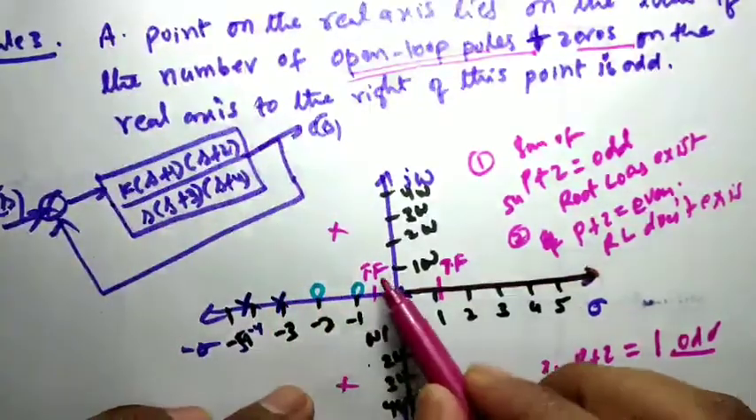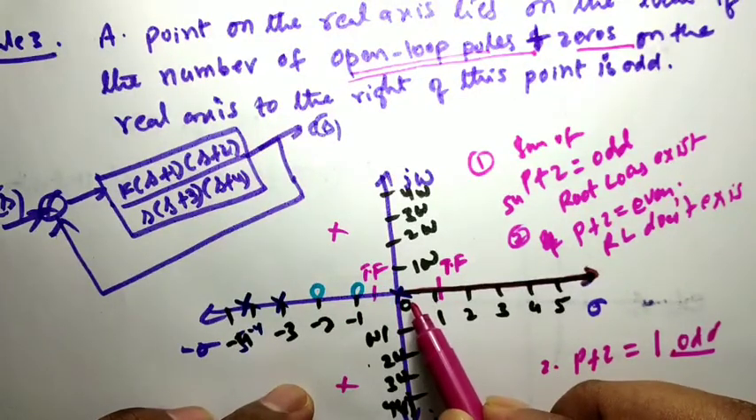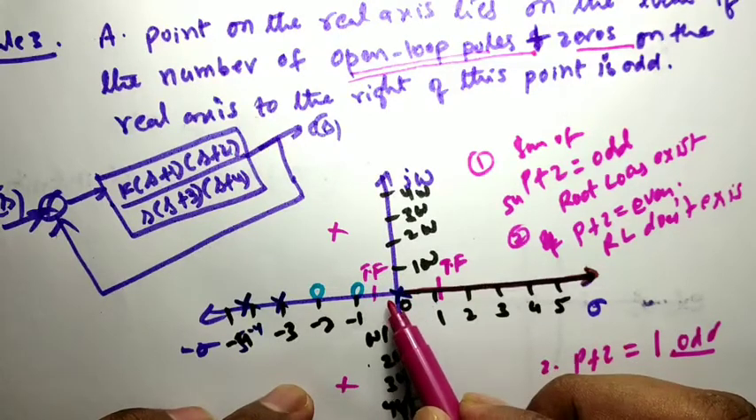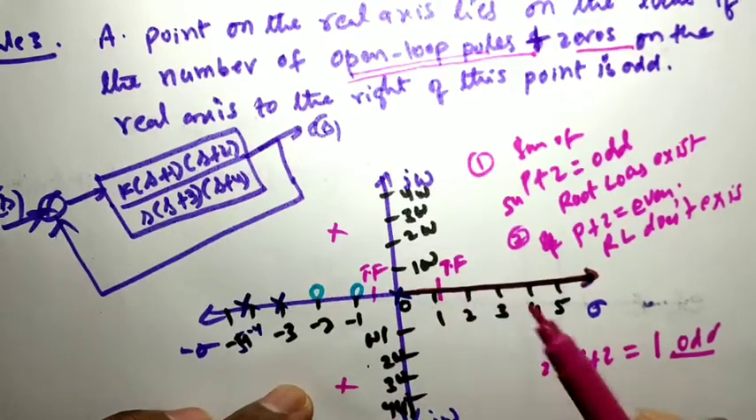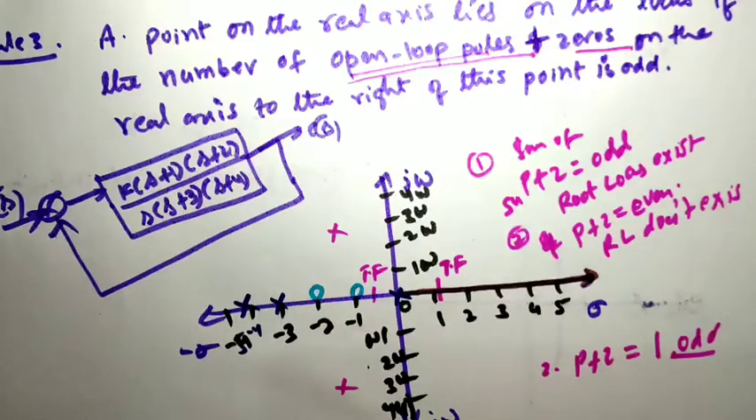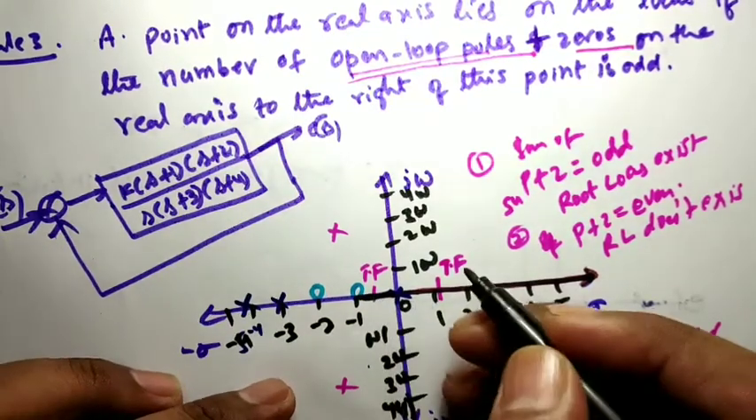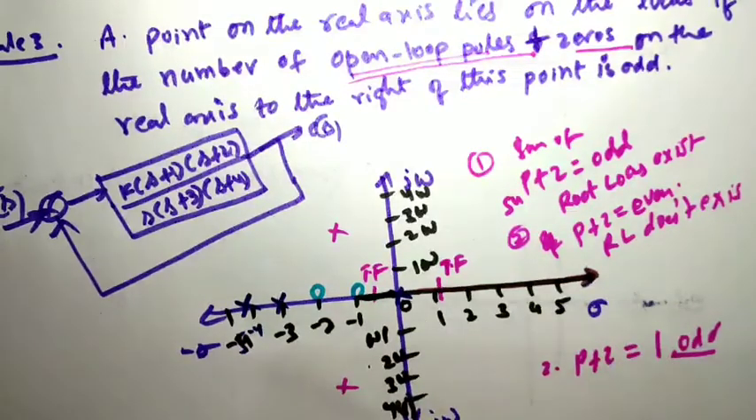You see that I have taken the test point between the zero and the pole. When you check the right side of the test point, the sum of open loop poles and zeros is an odd number. So this portion will exist on the root locus path. I'm going to take this black color to show the root locus. So this is the root locus: from -1 to 0, the root locus path will exist.